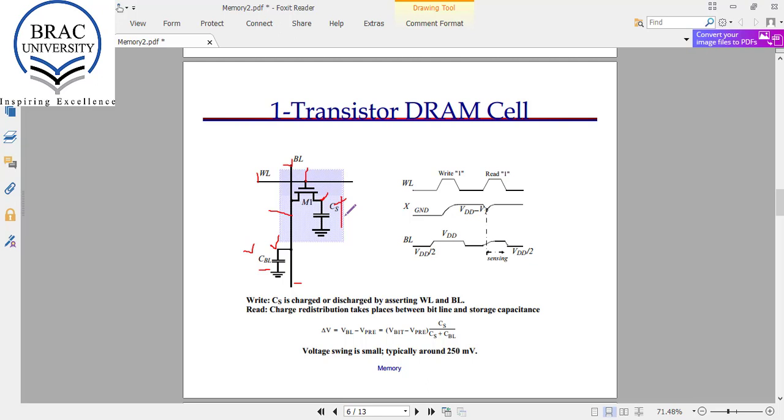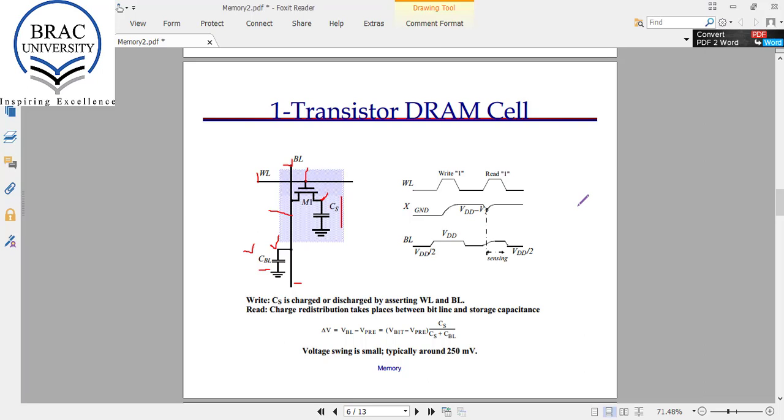Even if we don't read from this cell, as we have a MOSFET and this is the capacitor, there can be leakage current. Say I have stored 5 volt here, that is value 1, but by the time the voltage can decrease. To prevent this, we need to refresh the data after a certain interval, and we need to continue this refresh to safely store this data here.